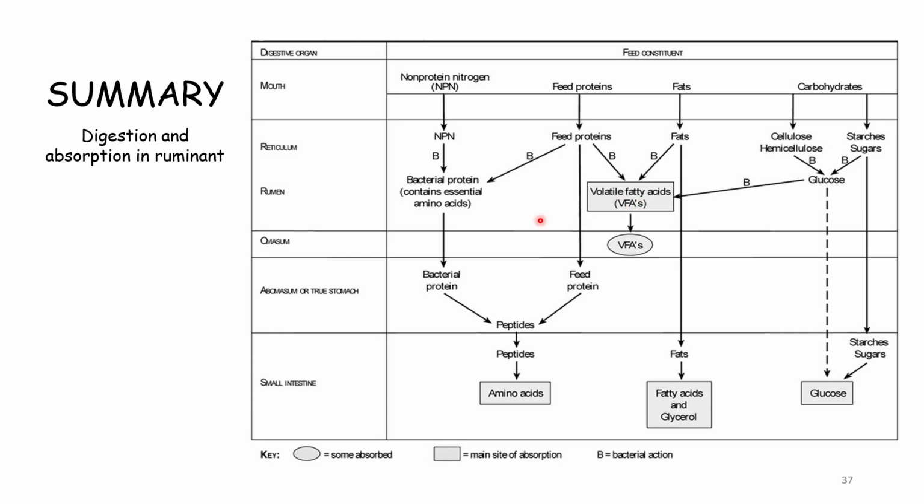and some of the glucose they make into volatile fatty acid. And this is the omasum. In the omasum, all volatile fatty acid is absorbed. And then the abomasum, or true stomach. As you can see here, bacterial protein, microbial protein, feed protein, and peptides are absorbed here. And this is the small intestine. In the small intestine, amino acids, fatty acids, and glycerol, and some glucose are also absorbed.